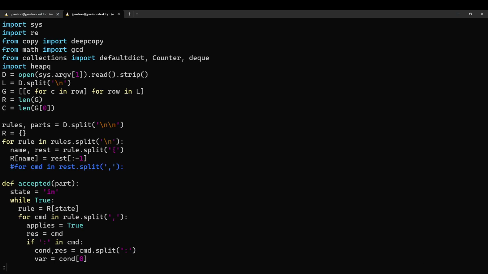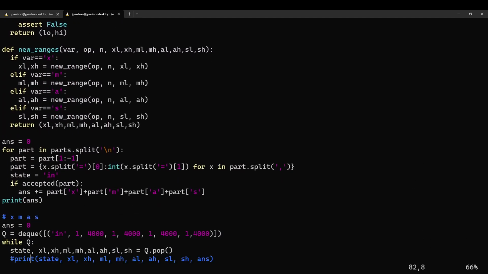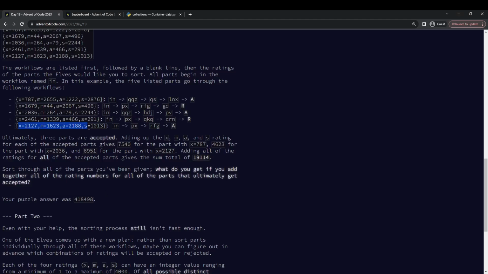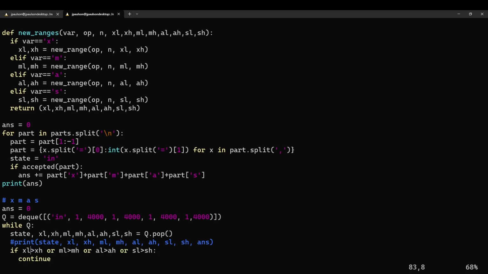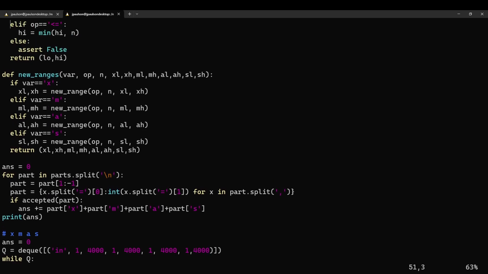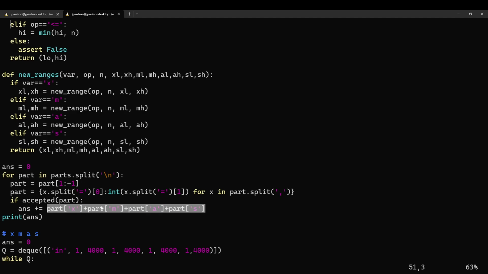Okay, so what's going on in part 1? So in part 1, we go through all of the parts. We parse them into X, M, A, S. So we strip out the braces. I guess maybe we could have just evaled this. We take the thing to the left of the equal sign, take the thing to the right of the equal sign. We start in state in, which actually is irrelevant. Okay, so then we check if the part is accepted. And if so, we add its coordinates to our answer.